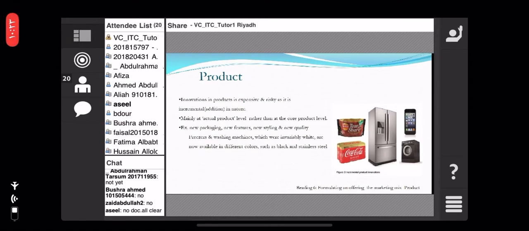Plus risky in the sense that you never know whether the step you took will be beneficial or not. For example, you change the color of the product. You never know whether it's going to increase the sale or decline the sale. You never know. So innovation in a product is expensive and risky as it is incremental in nature, meaning it is basically an addition to something.